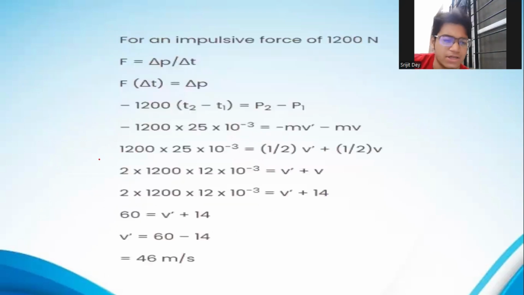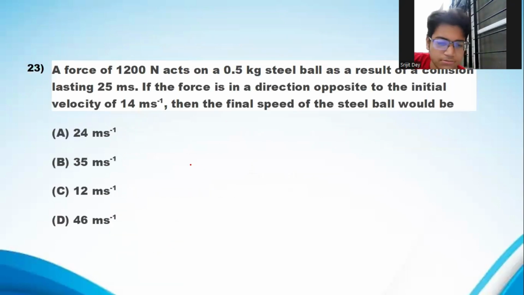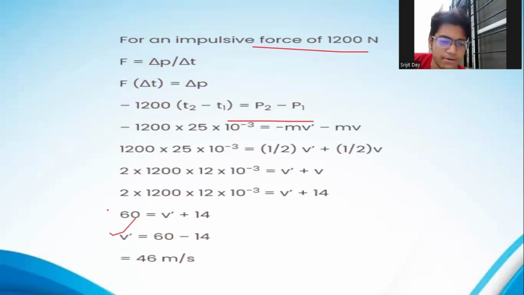And this is again absolutely easy. Okay, this is collision. Impulse, you should know that impulse is equal to force into time. That is just the change in momentum. So on doing change in momentum, you will find the new v dash. That's it. This is 46 meters per second.